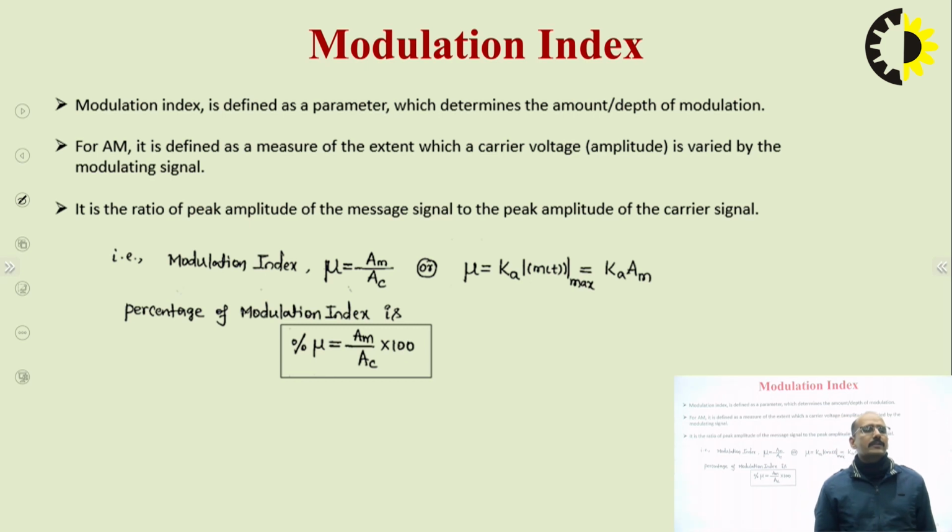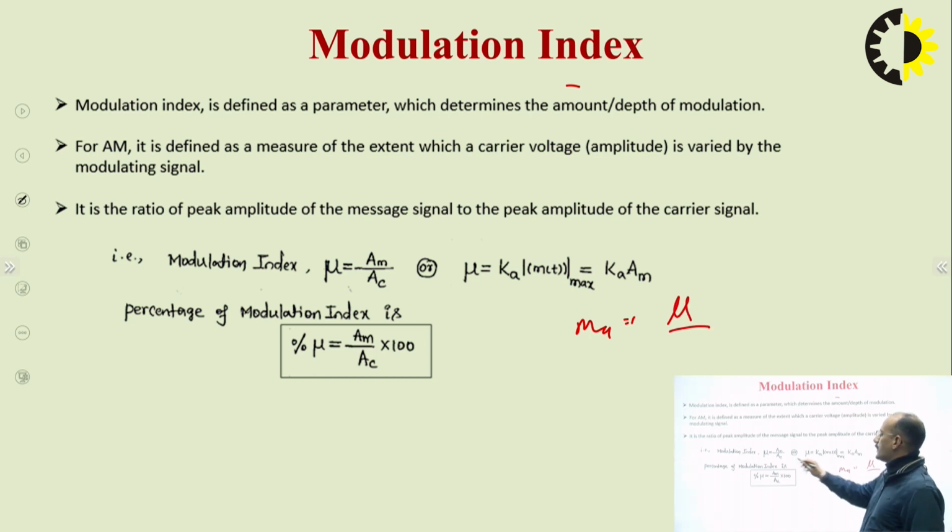how much modulation takes place, then we use this term modulation index. Sometimes we use MA for this, sometimes we use mu, and that is actually the ratio of the message signal amplitude and the carrier signal amplitude. So this is the modulation index, and when we want to know the percentage modulation, we multiply this modulation index value by 100, and we will get the percentage modulation. So this is the complete part of the modulation index.